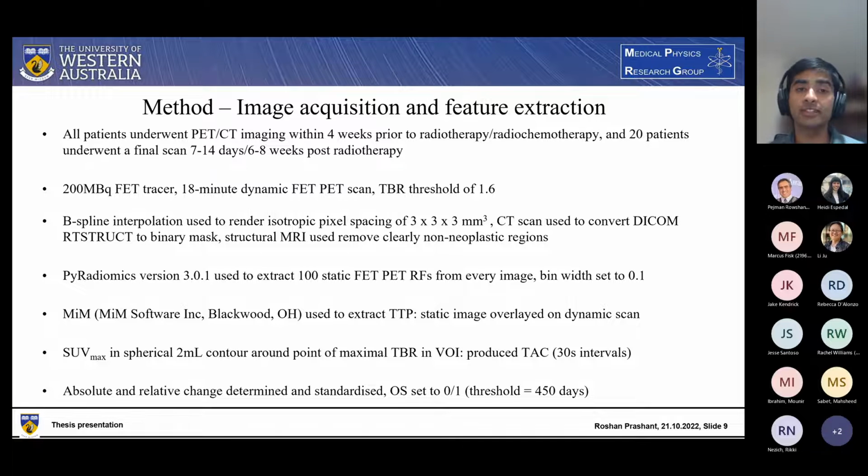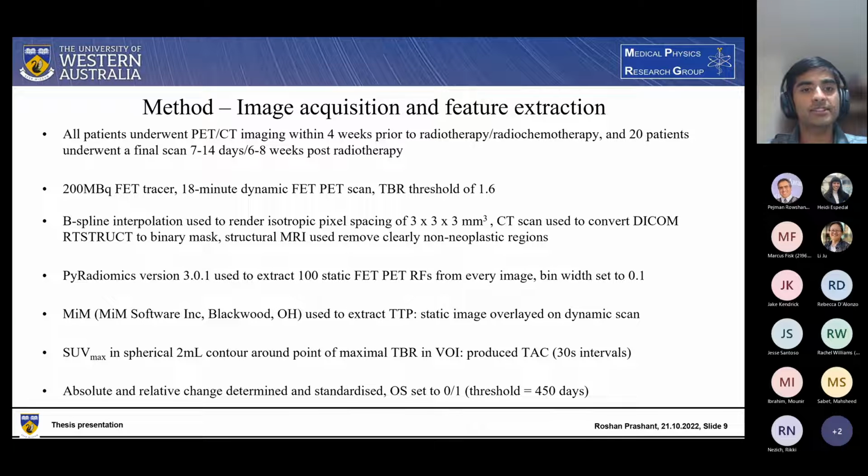Furthermore, B-spline interpolation was used to render isotropic pixel spacing, and this is a method, in essence, to draw smooth lines to connect a series of points. The accompanying CT scan that was conducted with the PET scan was used to convert DICOM files to a binary mask to facilitate radiomics analyses. A structural MRI was also conducted for each patient, and this was then used by physicians to remove regions identified by the FET PET as tumor regions that clearly were not neoplastic.